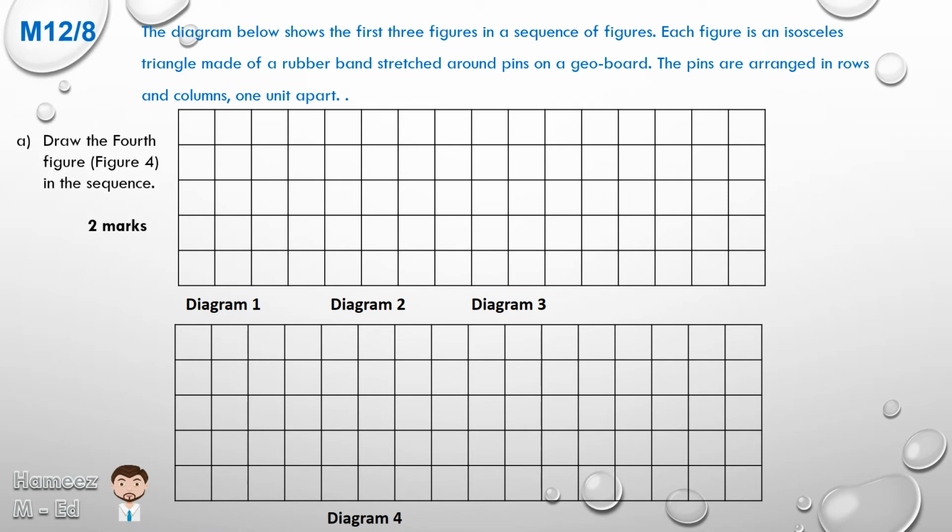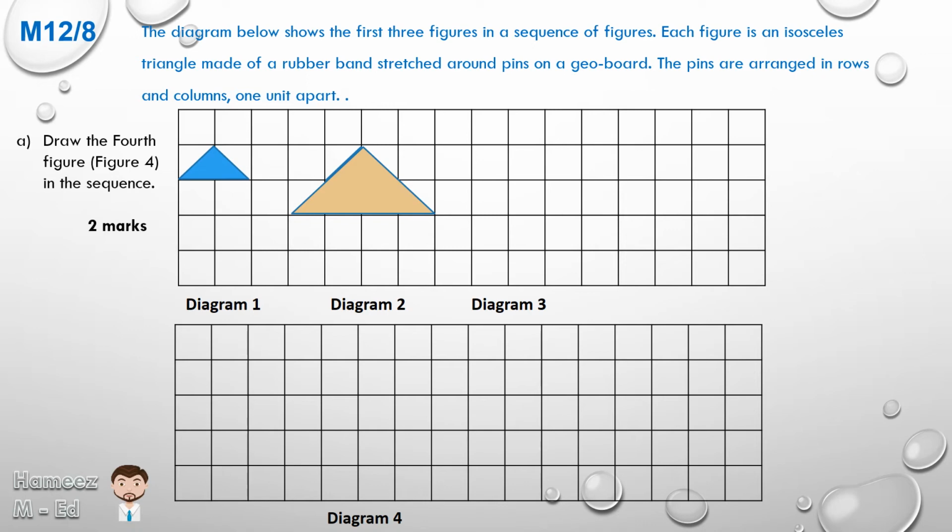So, let's look at diagram 1. In that isosceles triangle, the base is 2 units wide and the height is 1 unit. So let's extract that and look at figure 2. In our second diagram, we can see that the base moved from 2 units to 4 units wide, and the height moved from 1 unit to 2.